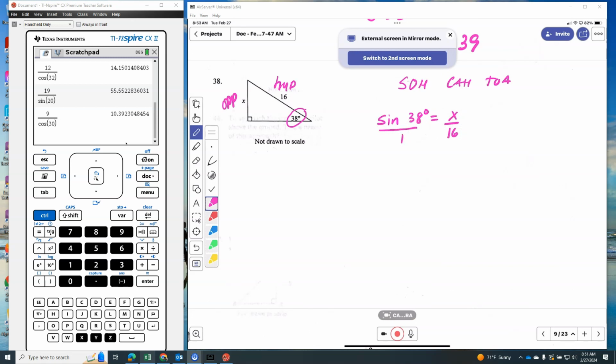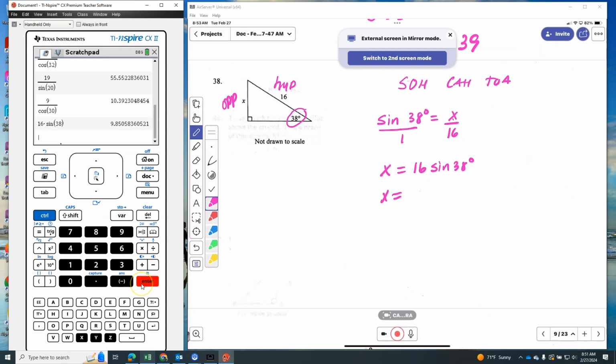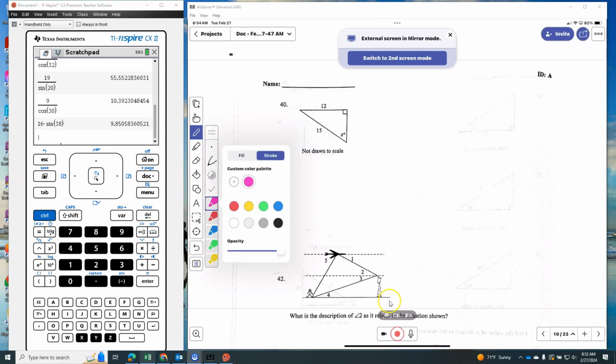So now we have two ratios. We're going to go ahead and cross multiply. 1 times x is x, and 16 times the sine of 38. So we're going to type in our calculator 16 times the sine of 38. So it's 9.85.